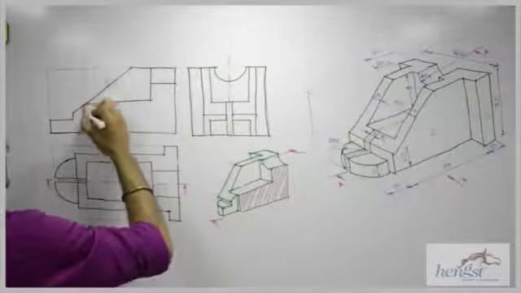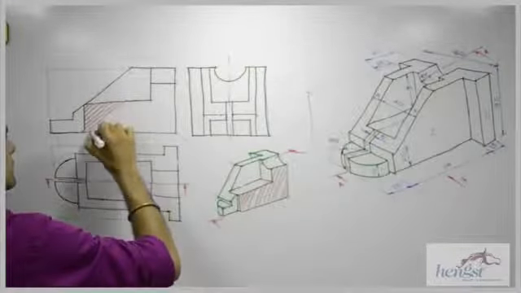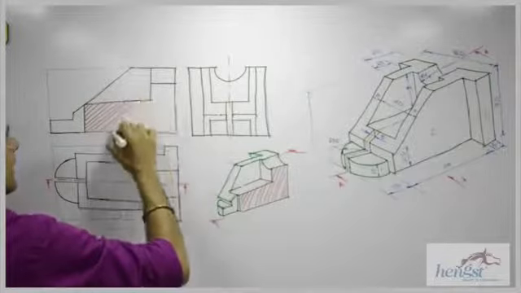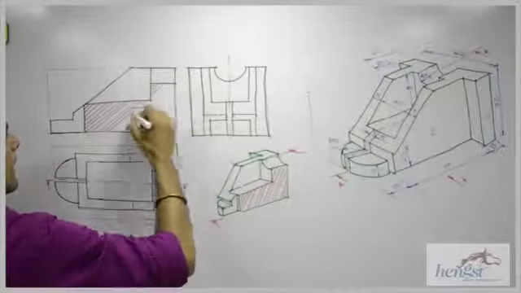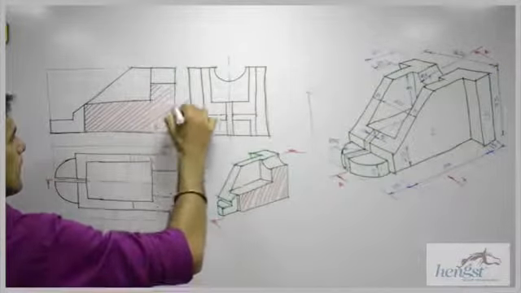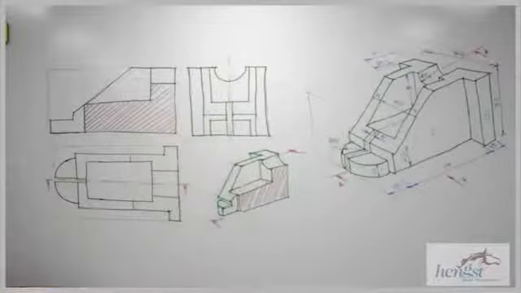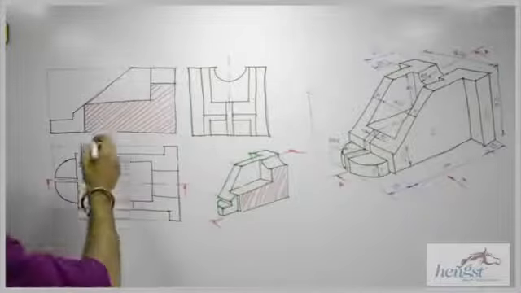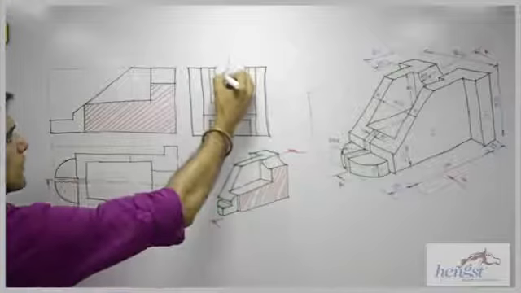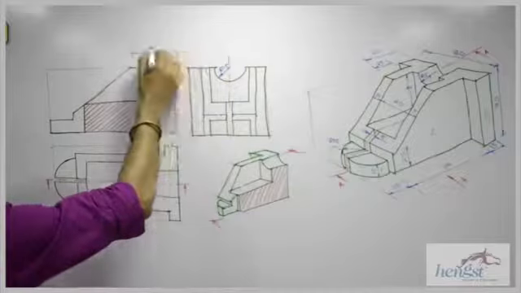And this will be inclined at 45 degrees. We will draw this hatching lines. We'll keep gap of 2 to 3 millimeters. So we are done with sectional front view, top view and left side view. Now we need to do dimensioning. So they've asked us to draw 10 dimensions. So we'll do all the dimensions, whatever is the given dimensions.